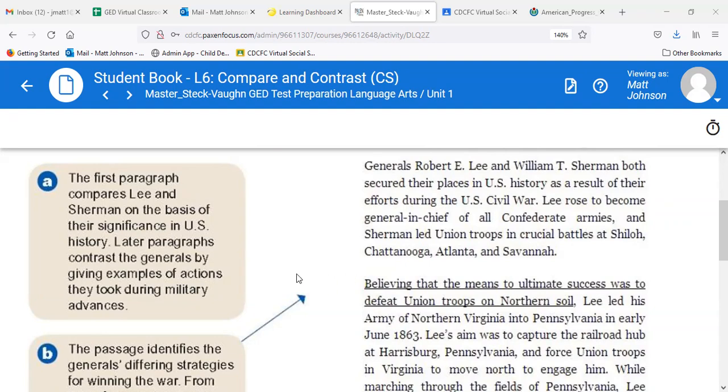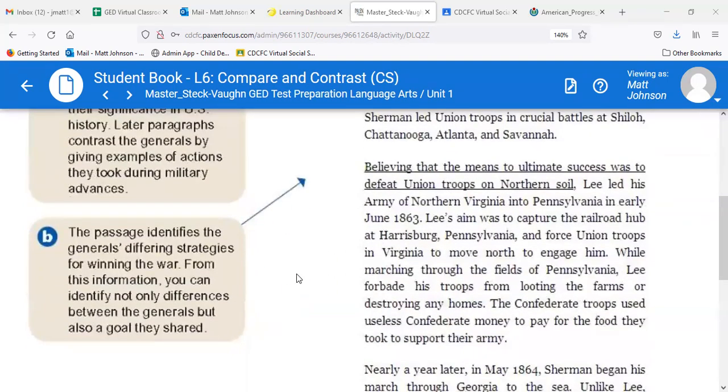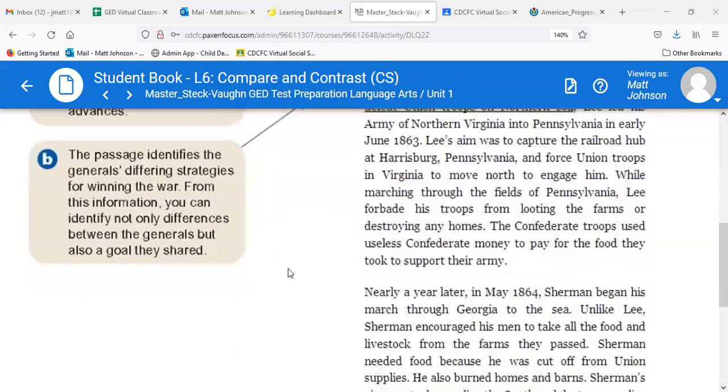Believing that the means to ultimate success was to defeat Union troops on Northern soil, Lee led his Army of Northern Virginia into Pennsylvania in early June 1863. Lee's aim was to capture the railroad hub at Harrisburg, Pennsylvania, and force Union troops in Virginia to move north to engage him. While marching through the fields of Pennsylvania, Lee forbade his troops from looting the farms or destroying any homes. The Confederate troops used useless Confederate money to pay for the food they took to support their army. Oh, gee, Confederate dollars. Thank you.